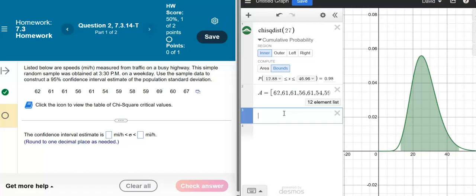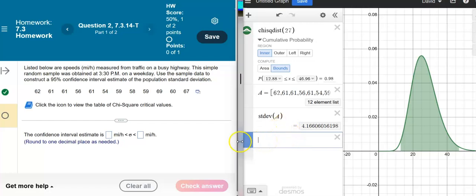Now if I'm doing a confidence interval about a standard deviation, I need that sample standard deviation. So I'll just do standard deviation of A. This is S in the notation, sample standard deviation. Okay, and what I'm going to do here is find the critical values first and then come up with a confidence interval.